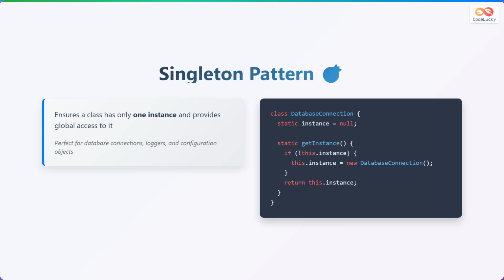We have a class DatabaseConnection with a static instance property initialized to null. The getInstance method checks if an instance already exists. If not, it creates a new instance and stores it in the static instance property. Finally, it returns the instance, ensuring only one instance is ever created.